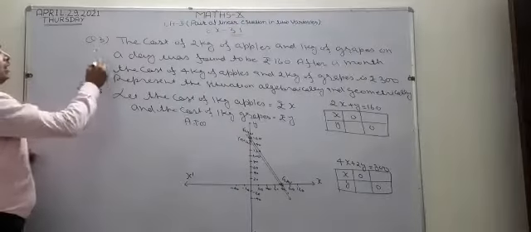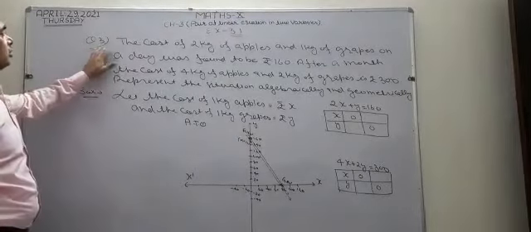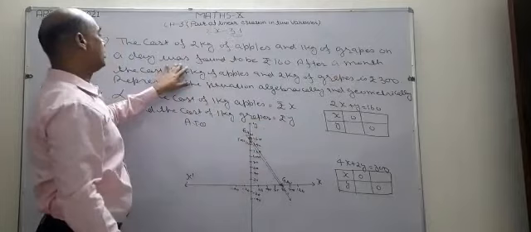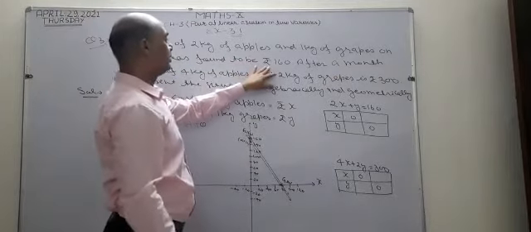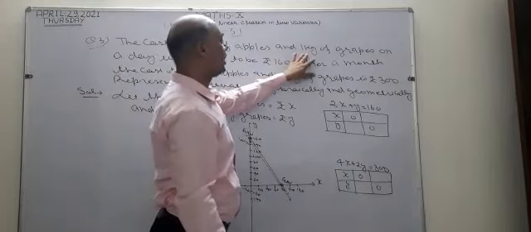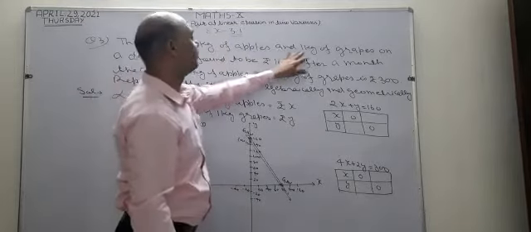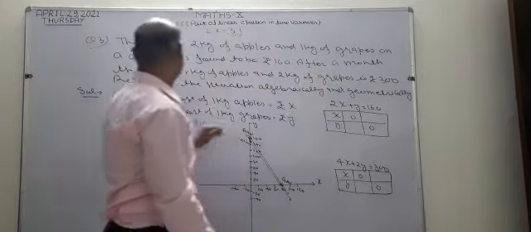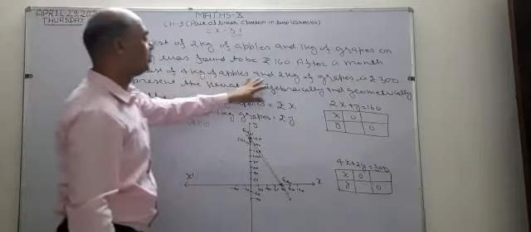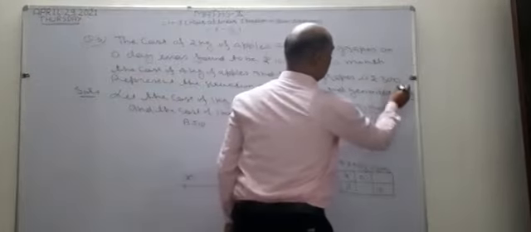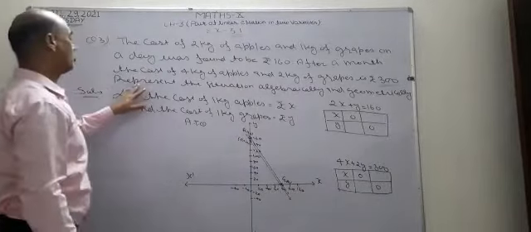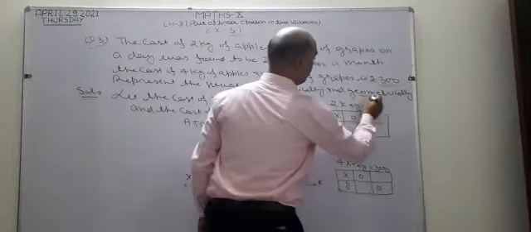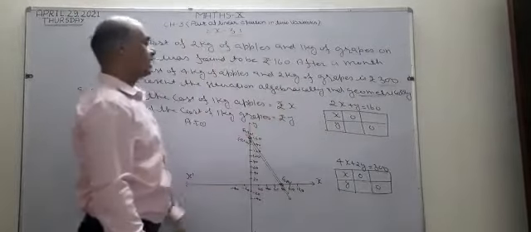Okay. Now I am going to solve the third part. What is the third question? The cost of 2 kg apples and 1 kg grapes on a day was found to be rupees 160. What is the meaning of this? It means 2 kg apples and 1 kg grapes together cost rupees 160. After a month, the cost of 4 kg apples and 2 kg grapes is rupees 300. Now the same question: represent the situation algebraically and geometrically. Geometrically means graphically. We have to draw the graph of the given algebraic equations.